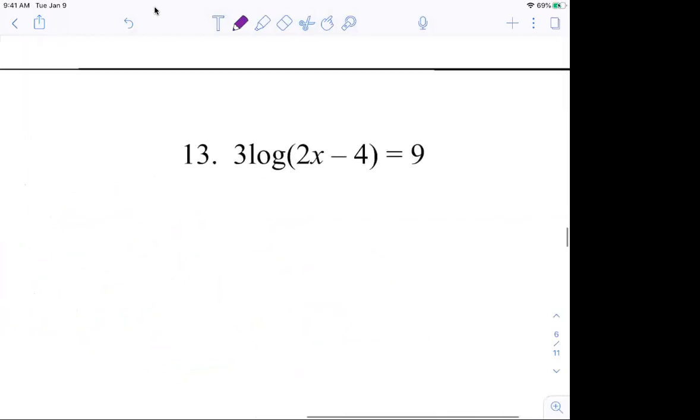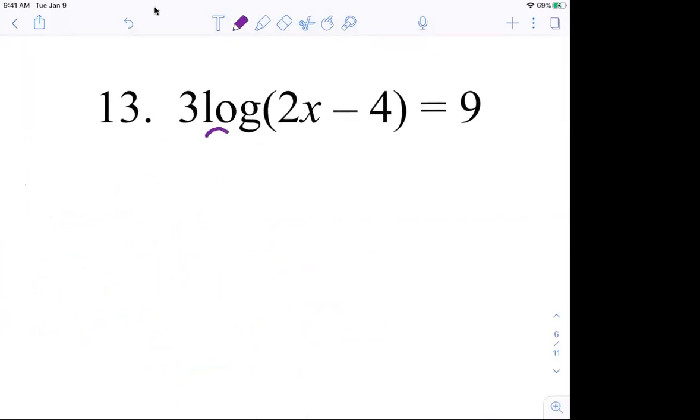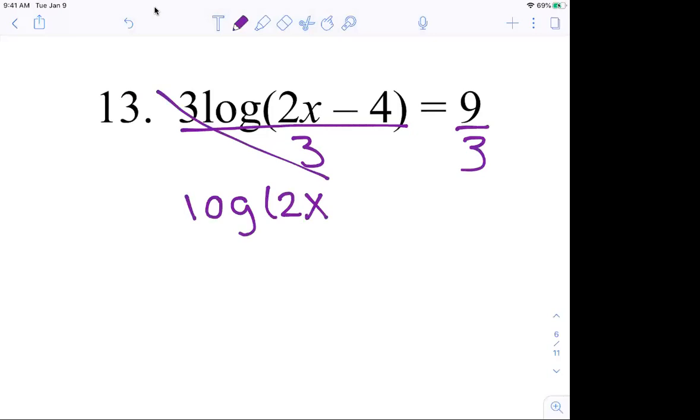Okay, number 13, we again want to get this log part alone. That's our goal. So in order to do that, I'm going to divide both sides by 3. So that's going to give me log 2x minus 4, and 9 divided by 3 is 3.